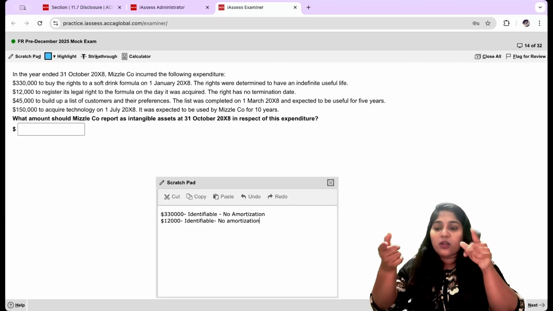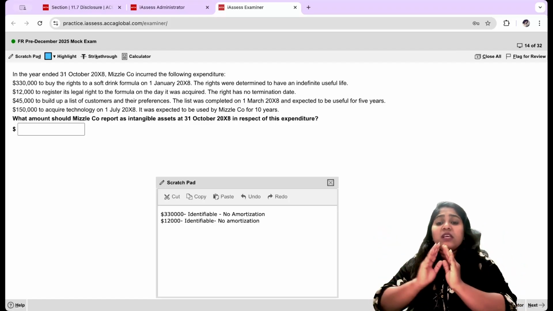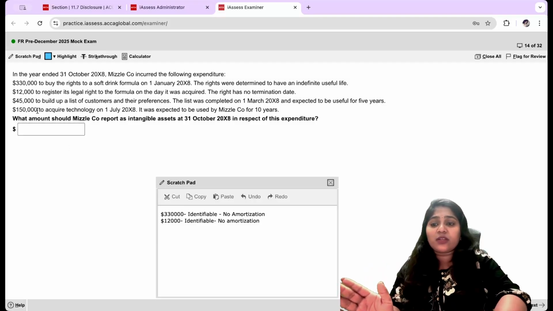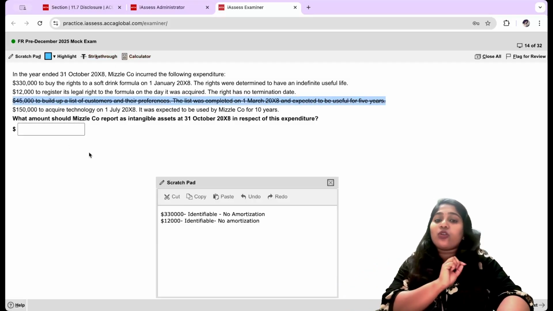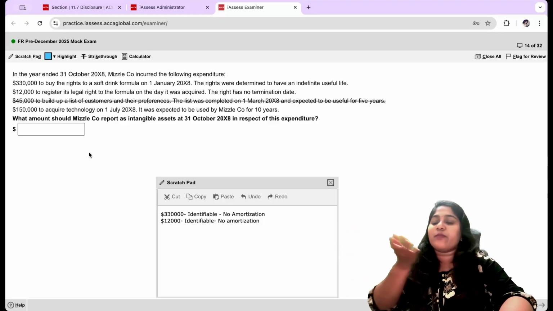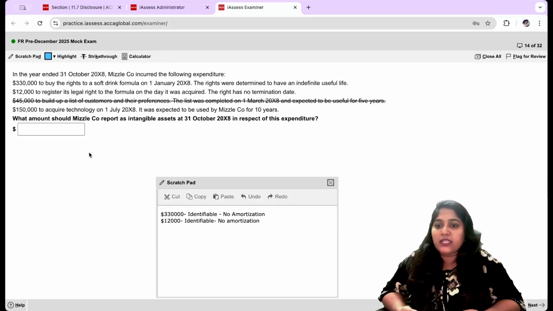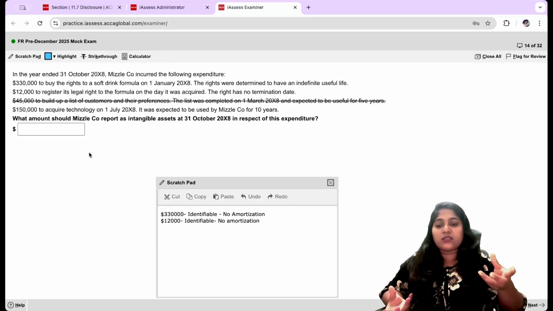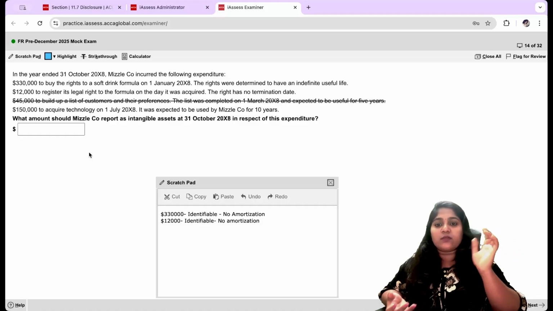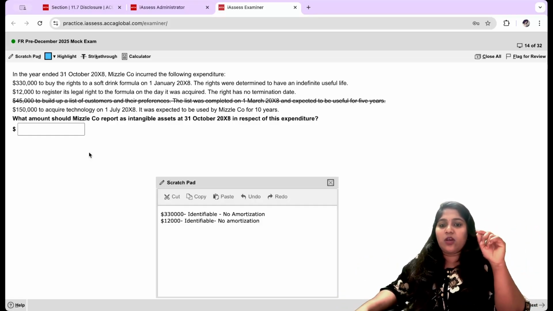But look at the third option, $45,000 to build up the list of customers and their preferences. It is purely an internally generated asset, internally generated intangibles. You are not supposed to recognize this irrespective it has useful life, not useful life, because it is not identifiable. The amount that is incurred, you can't tell somebody this is my list of customers and this is the preferences, let me sell it without selling the business. Doesn't work out.